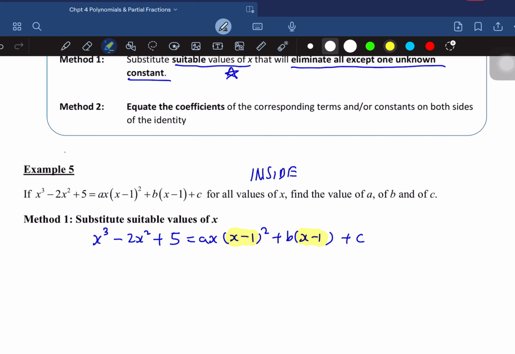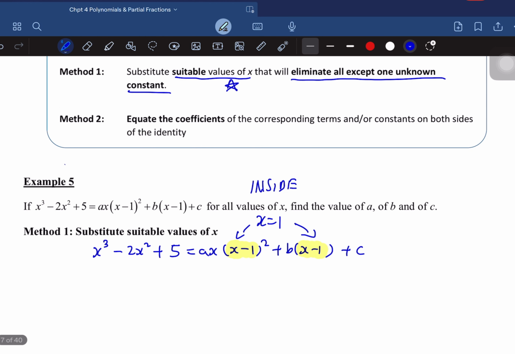So when we want to sub in values for x, we will look for the inside of a bracket, whereby inside the bracket is linear expression. Because once we make this bracket 0, a lot of the unknown will be gone. Like for example, in this case, if I sub x equals to 1 inside here, it will be 1 minus 1 equals 0. Then my a and my b will be gone, which satisfies this statement of once we sub in a suitable x value, there will only be one unknown left.